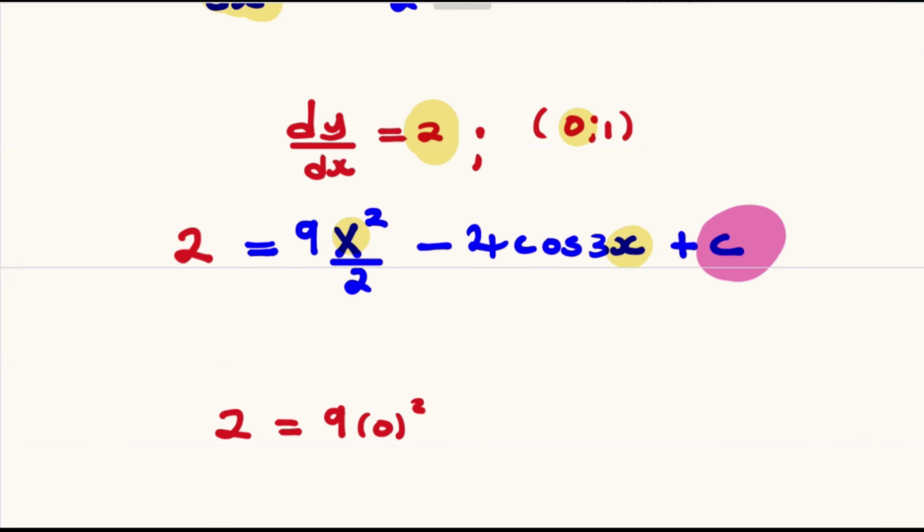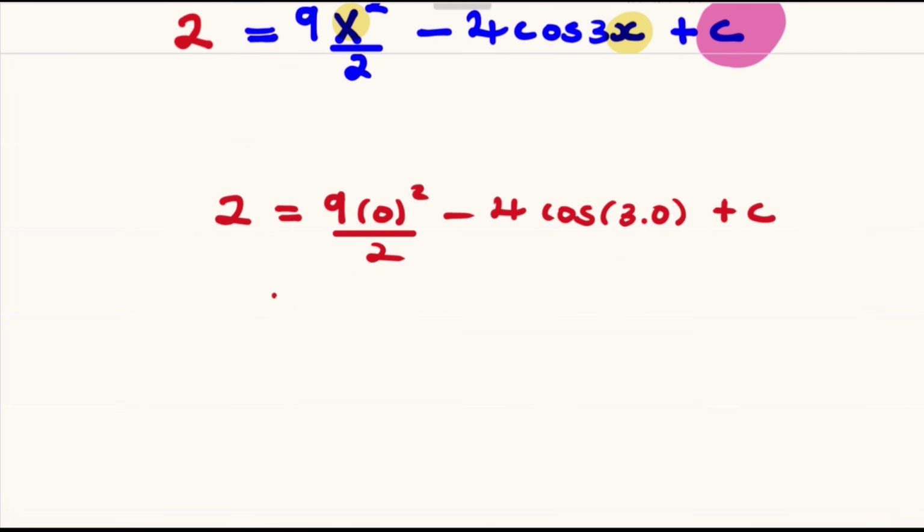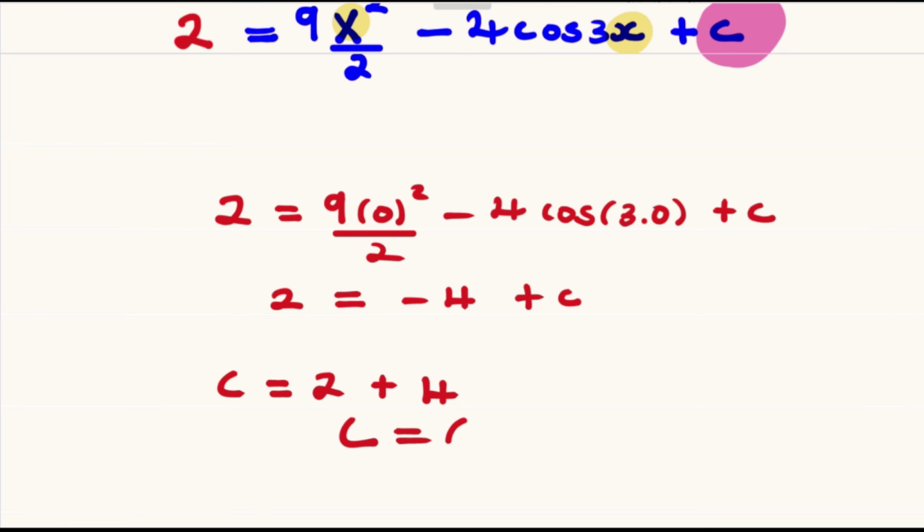In the place of the x, we have 0 squared. We divide through by 2, minus 4 multiplied by the cos of 3 multiplied by 0, plus c. 2 will be equal to, so 0 squared multiplied by 9 divided by 2 will be 0. We have the negative 4 multiplied by the cos of 3 multiplied by 0, which is just 1, plus c. 2 plus 4 will be equal to c, and c will be equal to 6.